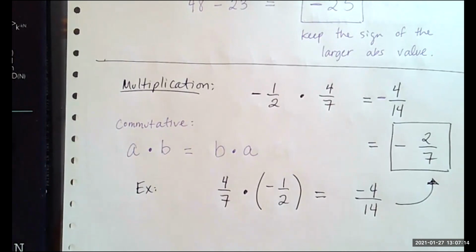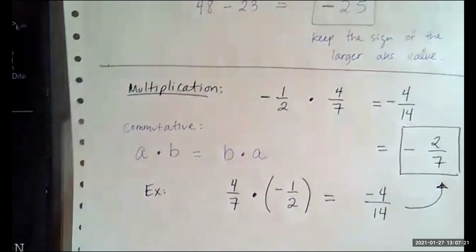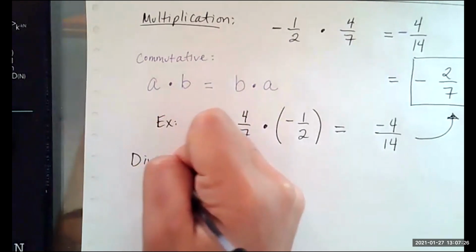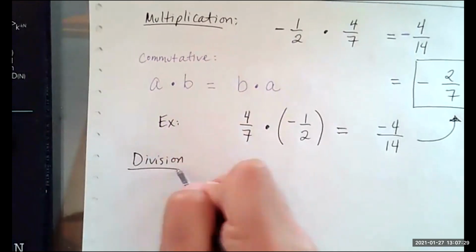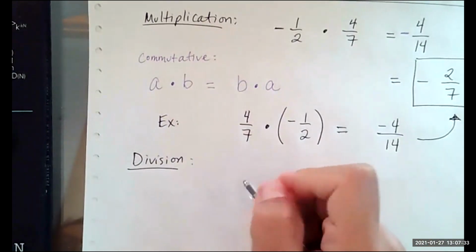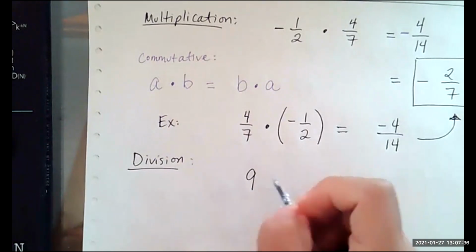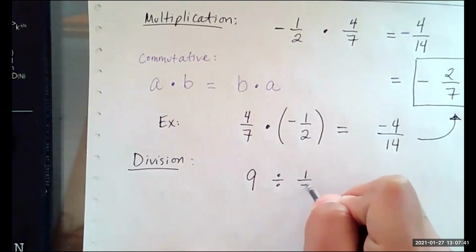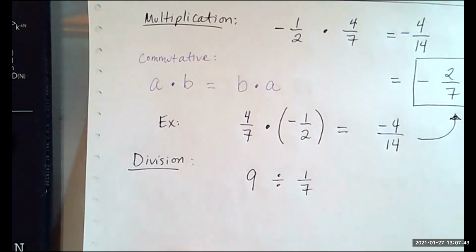Okay, so with addition and multiplication, the order in which we do the operation doesn't matter. But with subtraction and division, the order does matter. So with division, we might have something like, let's just do something easy, like 9 divided by 1/7.